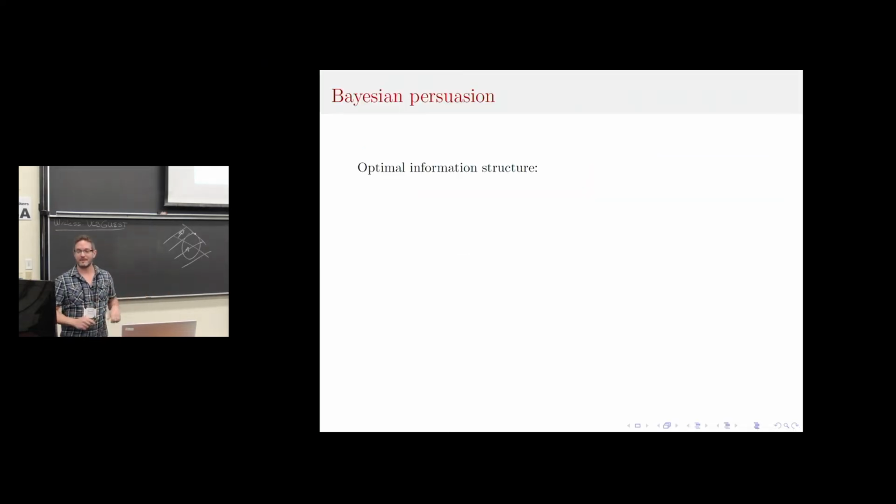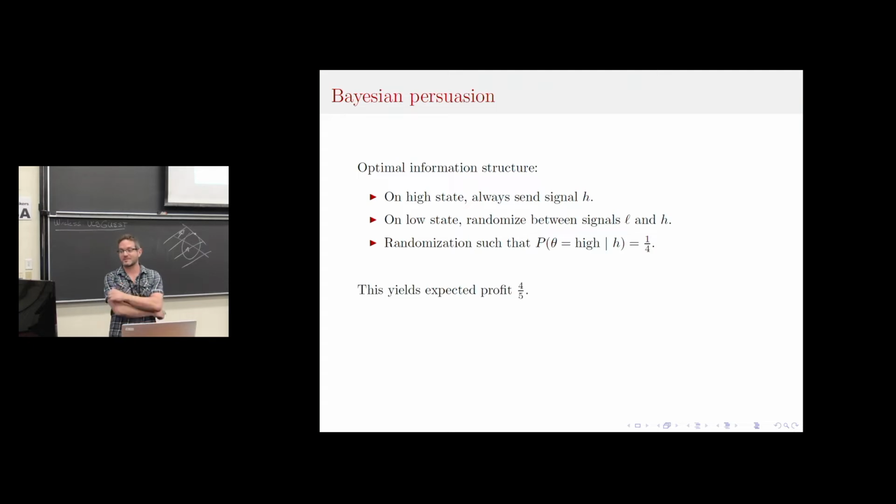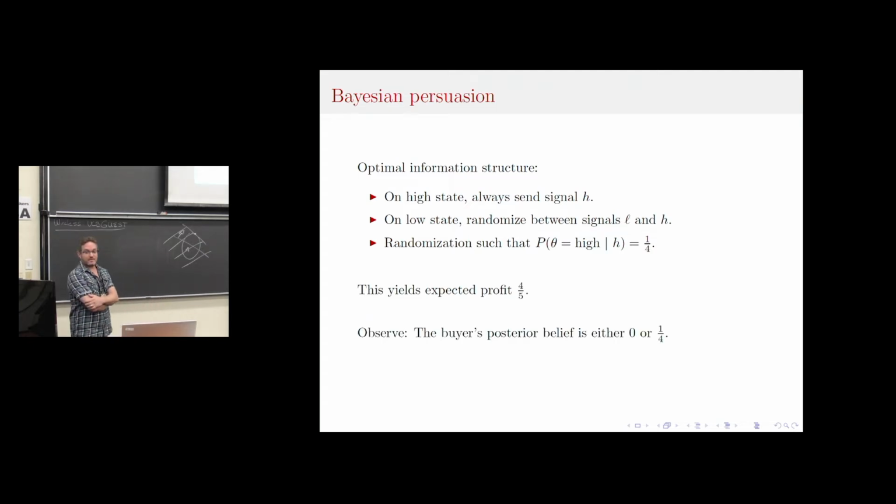Okay? The optimal information structure here, on the high state, always reveals that it's a high state. On the low state, you randomize between a low and a high signal. And the randomization is such that on getting the high signal, the belief is exactly 1/4. Right? Make the buyer exactly indifferent between buying and not, and let's just suppose that in that case, the buyer does make the purchase.